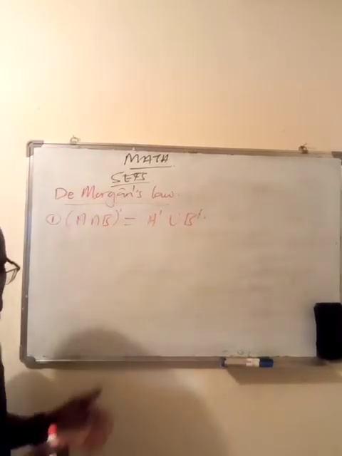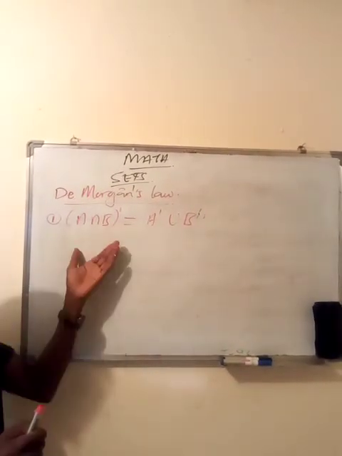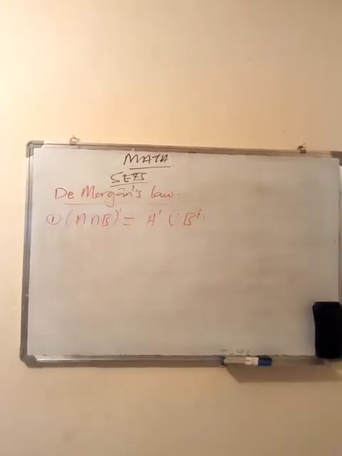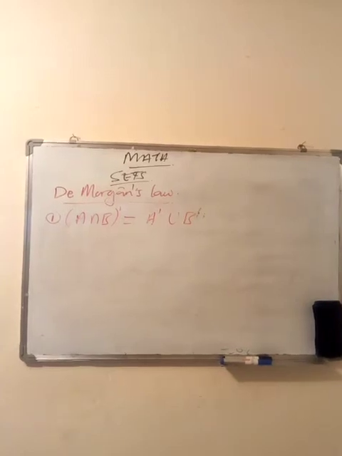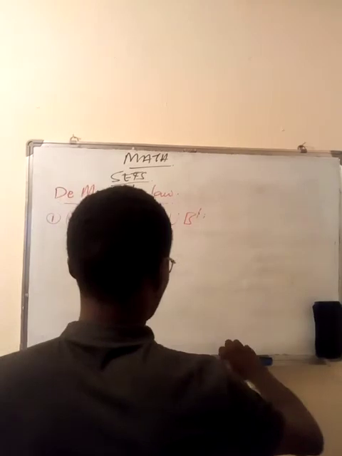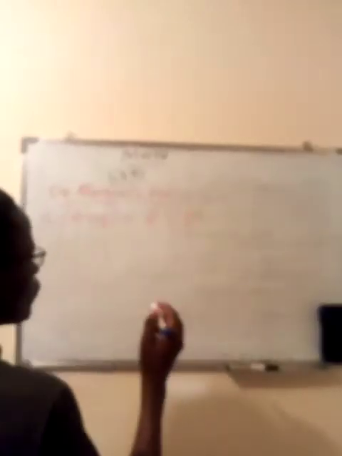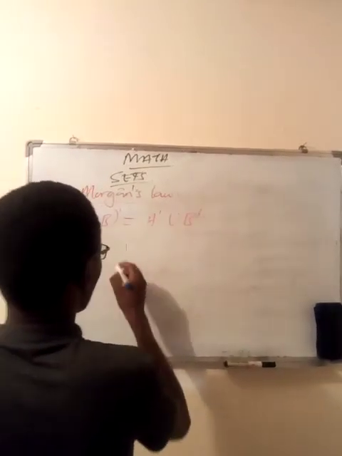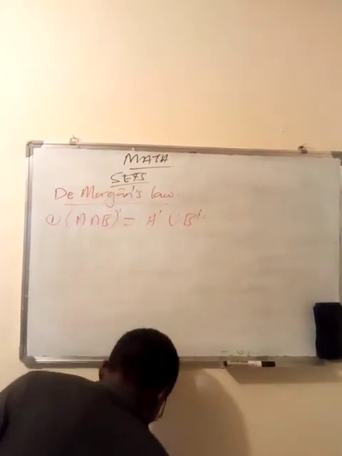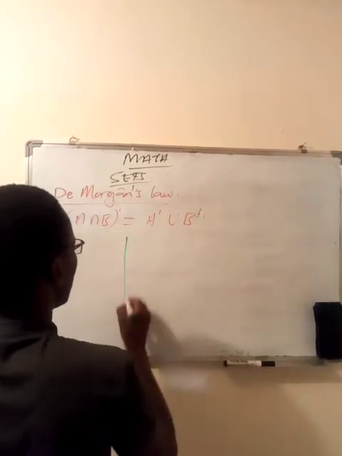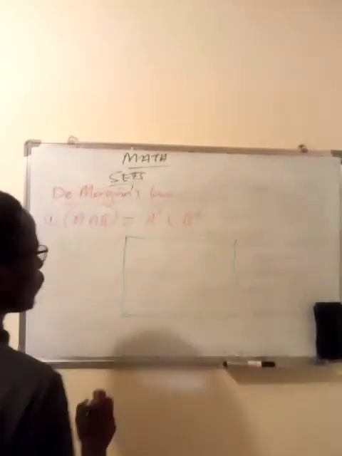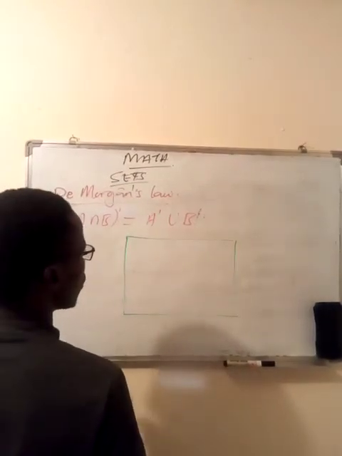Now, let's look at the right hand side. Let's look at A complement. What is A complement? Everything that is outside A is part of A complement. So you can see that A is 1, 2, 3, and 4. Okay, so what is outside A? You can start from 5, 6, 7, and 8. So that is A complement.